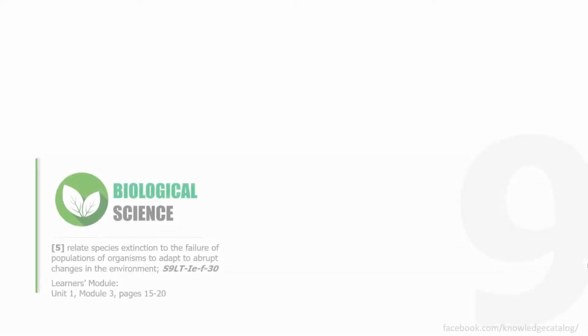This is the Knowledge Catalog, Grade 9 Biology, and we still are featuring the following learning competency, which is relating species extinction to the failure of populations of organisms to adapt to abrupt changes in the environment. If you have your learner's module beside you, you may open it in Unit 1, Module 3, pages 15 to 20. Let's begin.